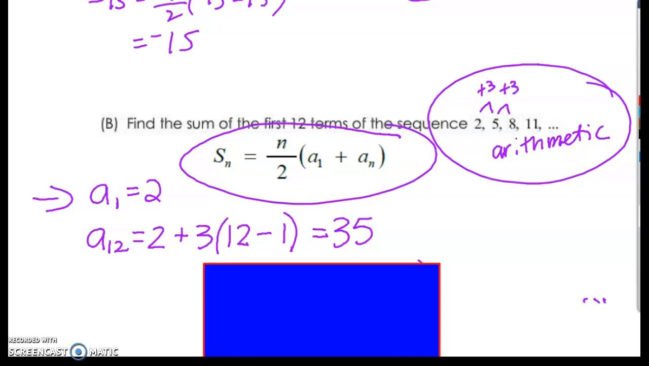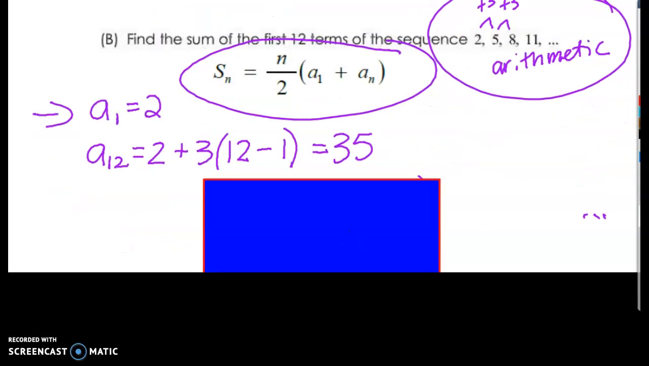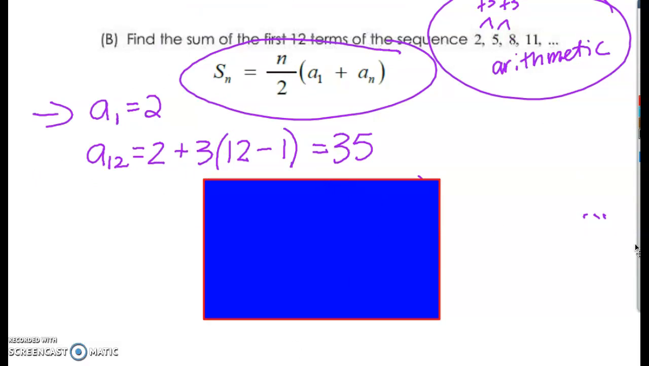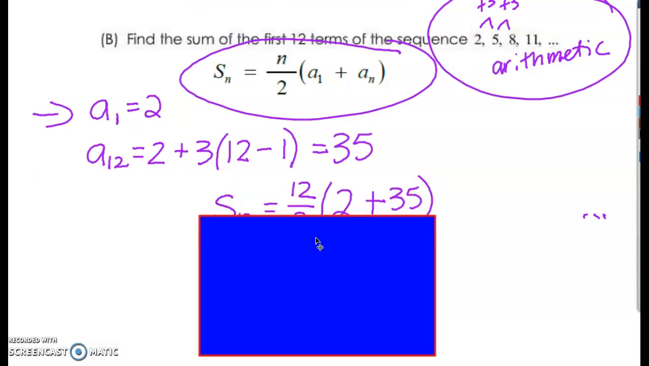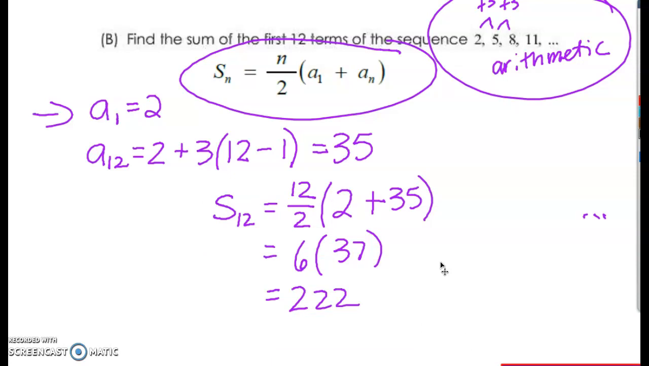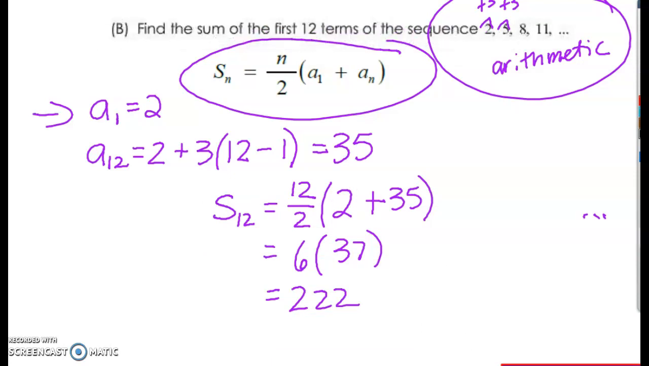And then I need to find the 12th term. So I plug in 2 for the first term, plus the difference, times 12 minus 1. I end up getting a sub 12 is 35. Okay, well now I've got a sub 1 and a sub 12. So now I can use my formula, plugging in 12 for n, and this a sub 1, a sub n. We're just plugging values in, and you end up getting the sum 222.